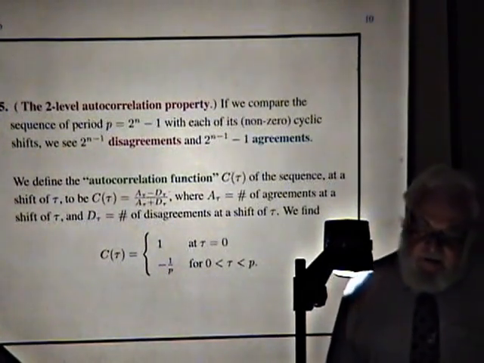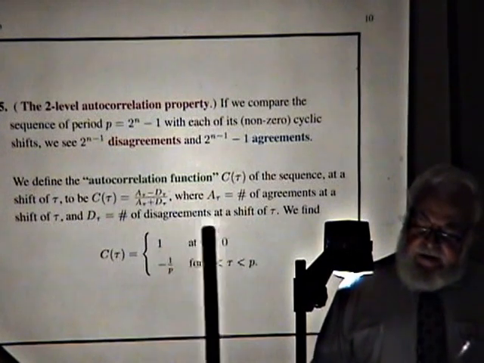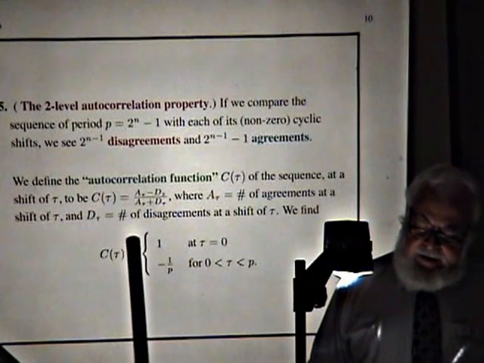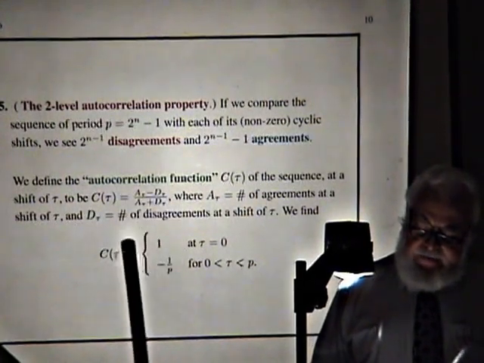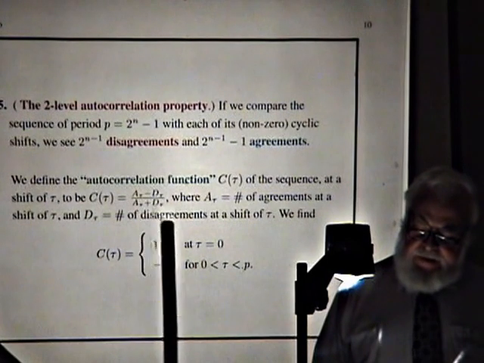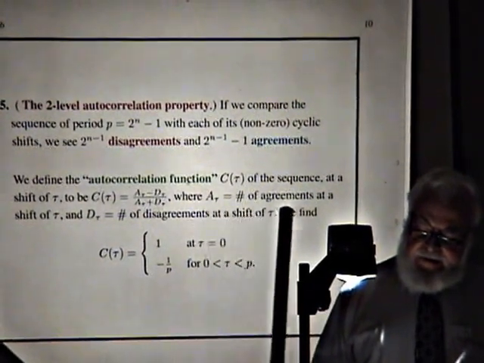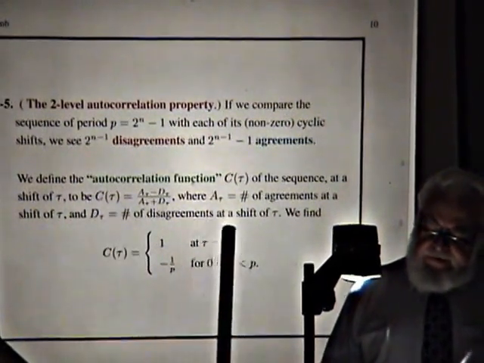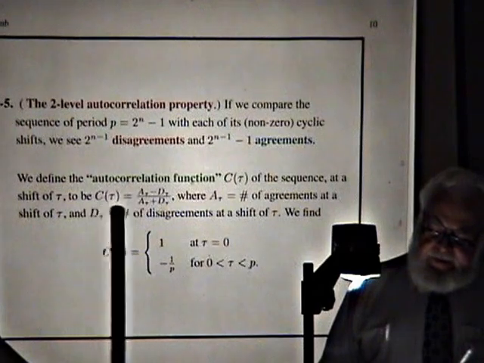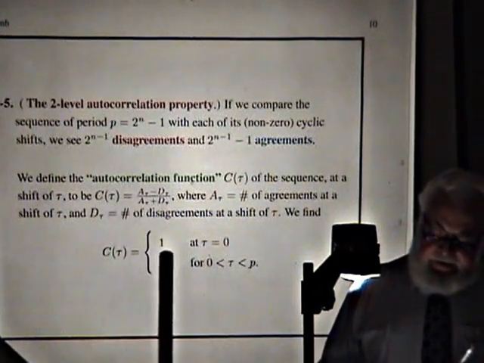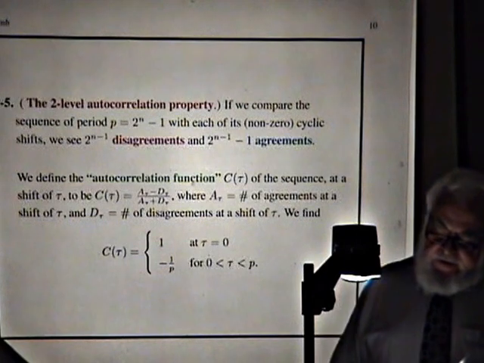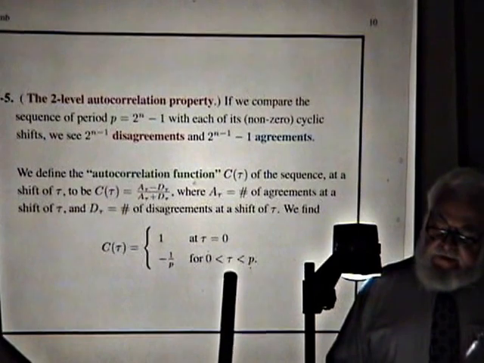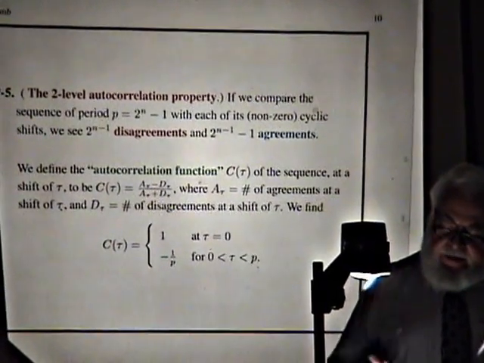Stated in correlation terms, if you define the autocorrelation function, C of tau, of the sequence to be agreements minus disagreements divided by agreements plus disagreements, where A sub tau is the number of agreements at a shift of tau and D sub tau is the number of disagreements at a shift of tau, then you find that this normalized correlation is obviously 1 when there's no shift at all, but minus 1 over the period for all shifts between 0 and the period.